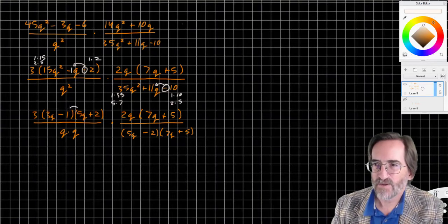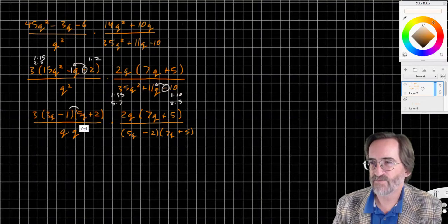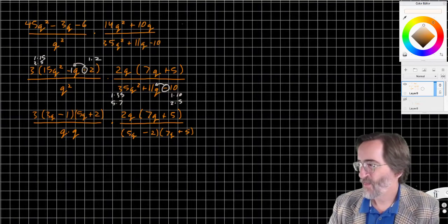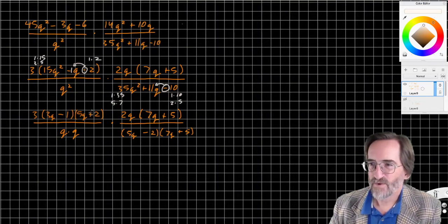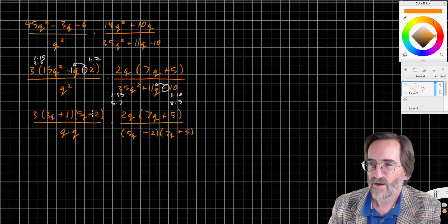So middles, that makes negative 6. Outsides, that makes, oops, negative 5. Sorry, negative 5. Outsides, that makes positive 6. That makes a difference of positive 1. I need to make a difference of negative 1. I do have the signs backwards. Okay, so here we go. This needs to be negative. That needs to be positive. There we go.